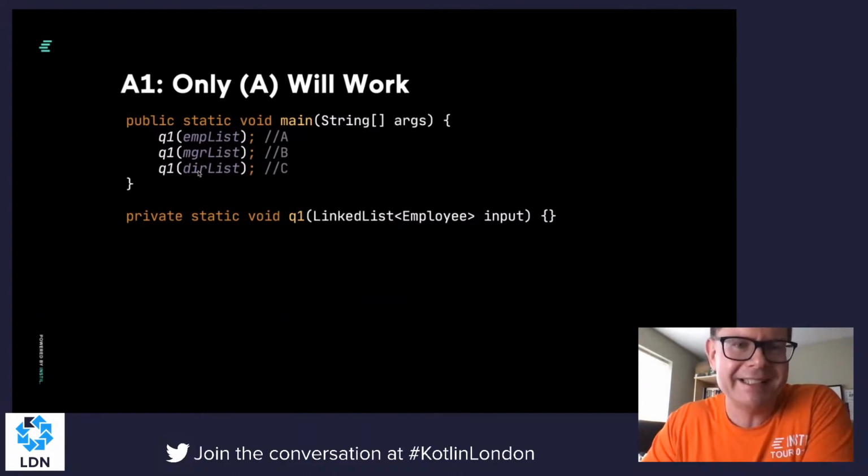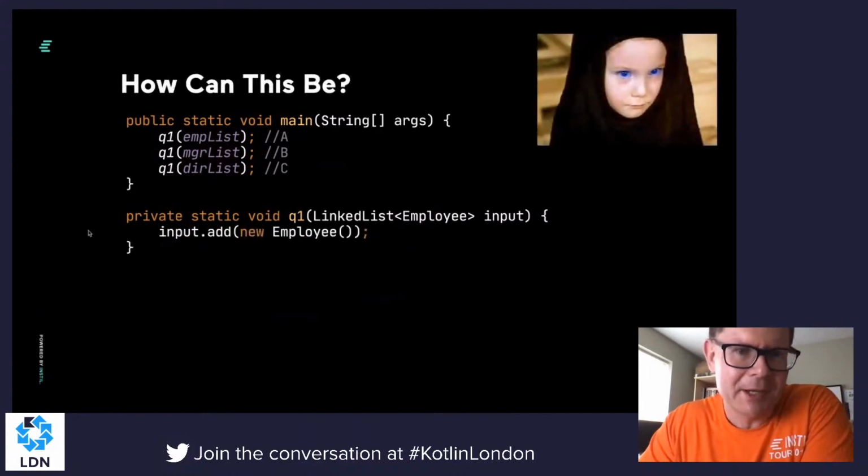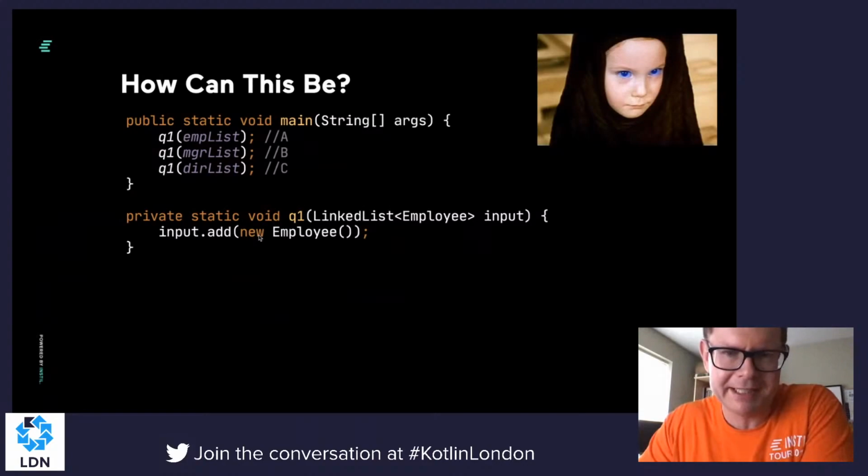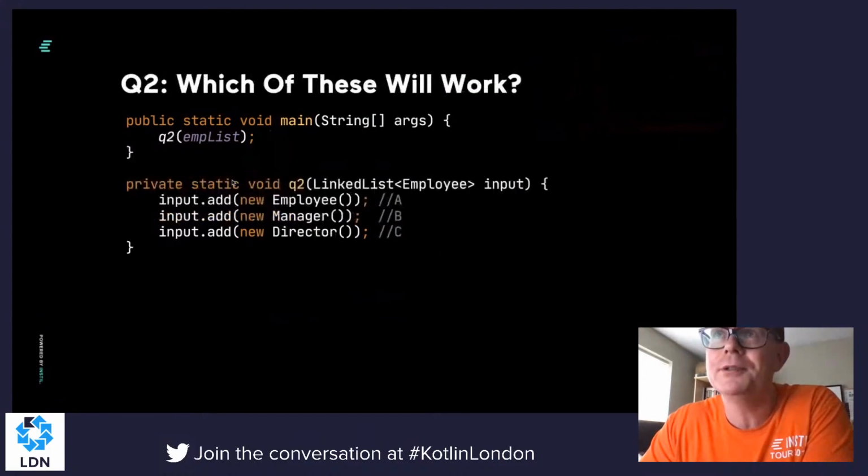Okay. And what's the reason for that? Well, because inside Q1, we might want to add an employee. Makes sense. It's a linked list of employees. So to a linked list of employee, we'd like to be able to add an employee. But note that if we let calls B or C go through, well, then we'd be adding an employee to a linked list of manager. We'd be adding an employee to a linked list of director. So we don't want to be able to do that. Okay. So it turns out that only call A is allowed to go through.